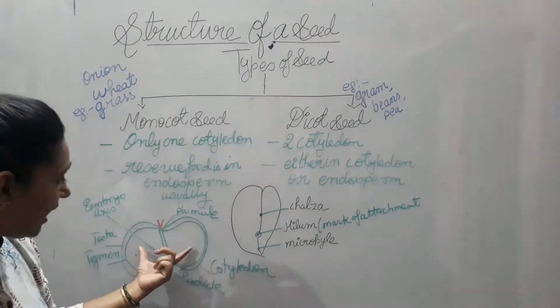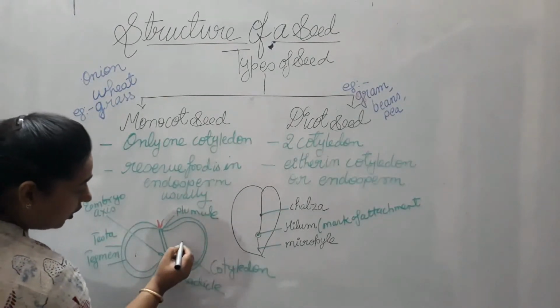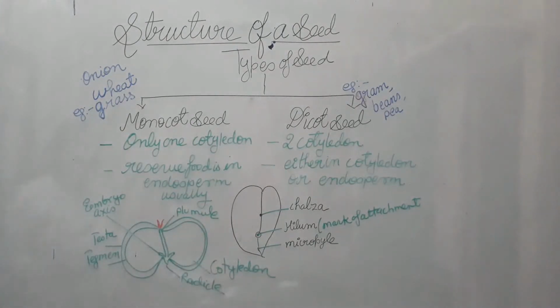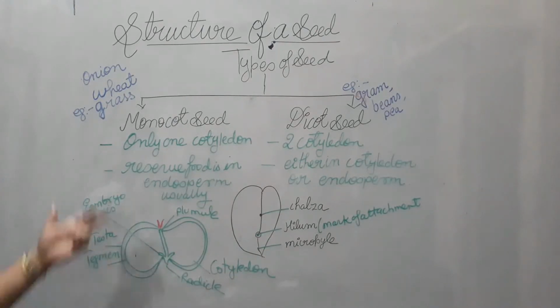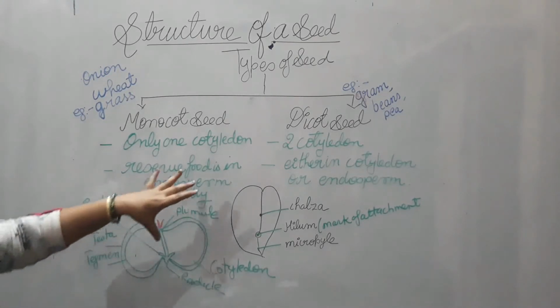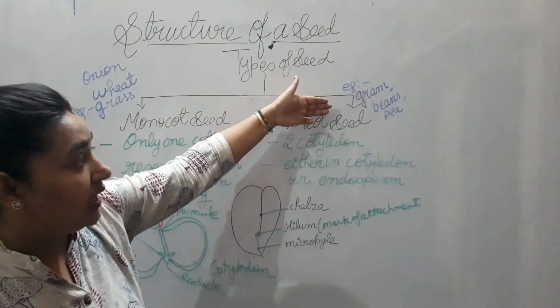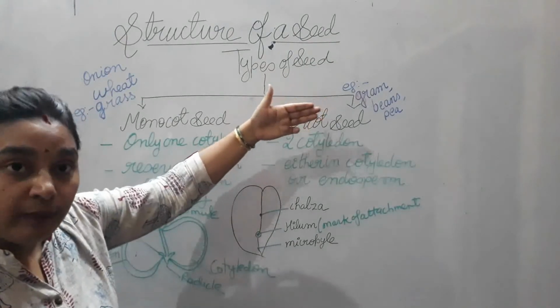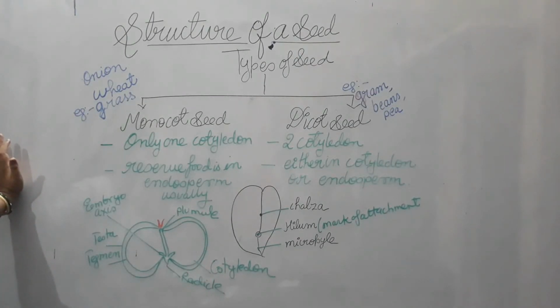But if you talk about the dicot seed like this, the dicots have their food reserved either in this cotyledon part or inside in the endosperm. So they can have their food at both places, in the endosperm and cotyledon both, whereas monocots usually have it only in the endosperm area. These are the two major differences between monocots and dicots. Examples of dicots are gram, beans and pea, which you can easily divide into two halves, and monocots are like onion, wheat and grass.